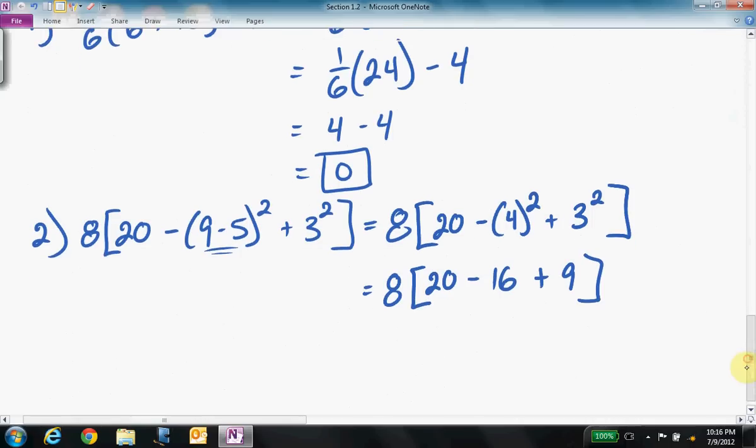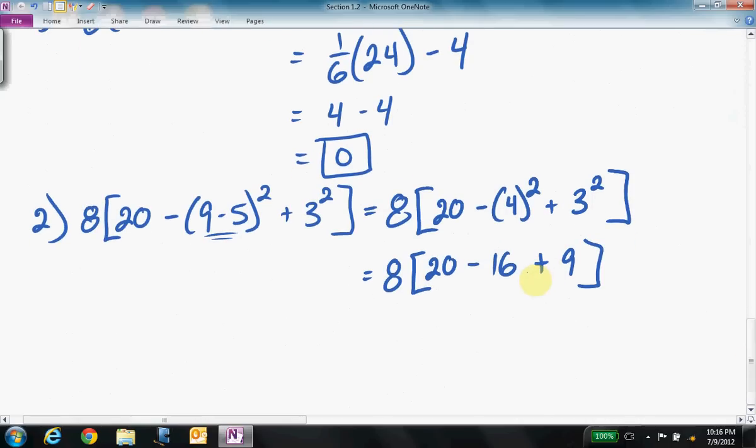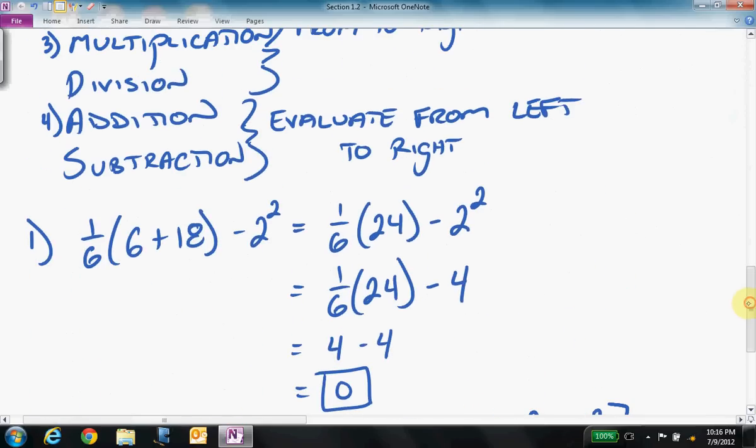Alright, now since we've done that, we're going to go to multiplication. Nope. Division. Nope. Addition, I see that there. Subtraction, I see as well. And if we remember, that's all part of the same process. The last process, addition and subtraction. I'm going to evaluate from left to right.